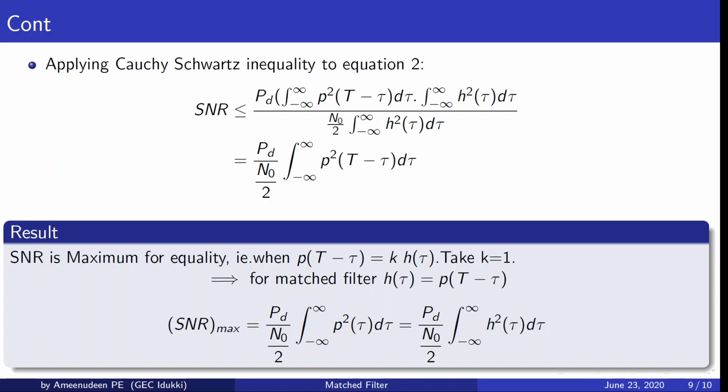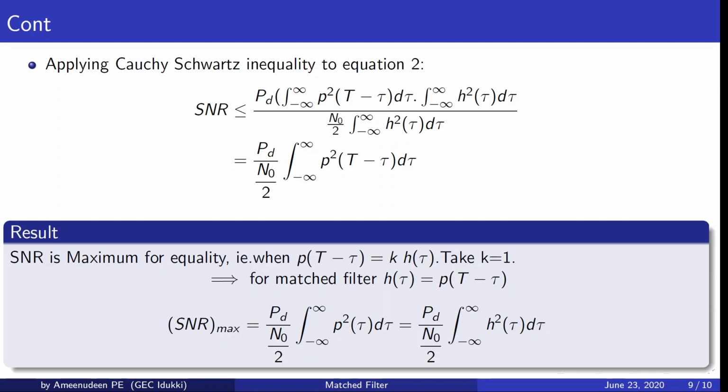Now we can see that this h of tau is deterministic. So this h square of tau, integral h square of tau, that gets cancelled out. So SNR is less than or equal to PD by n naught by 2 integral minus infinity to infinity p square of t minus tau d tau.